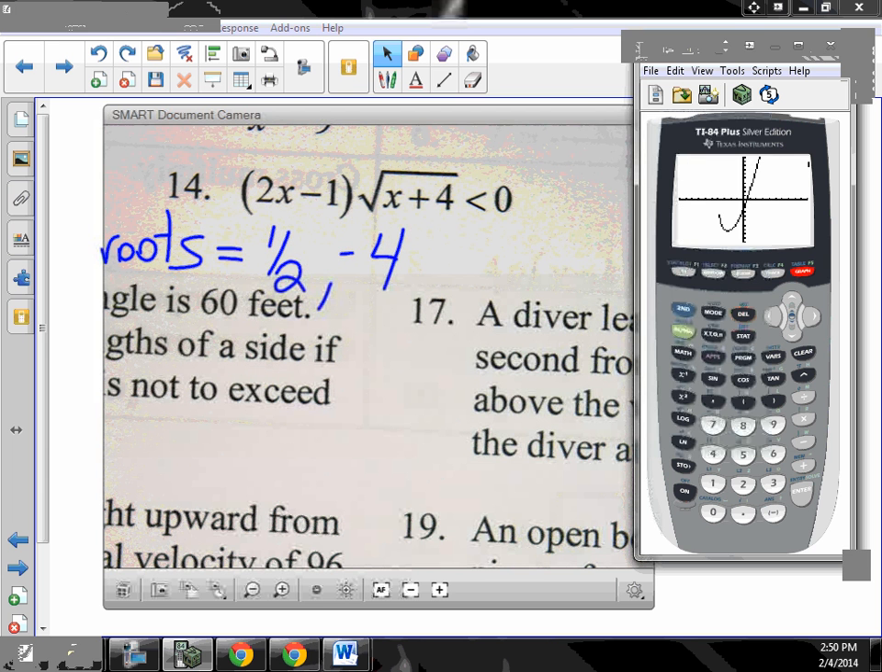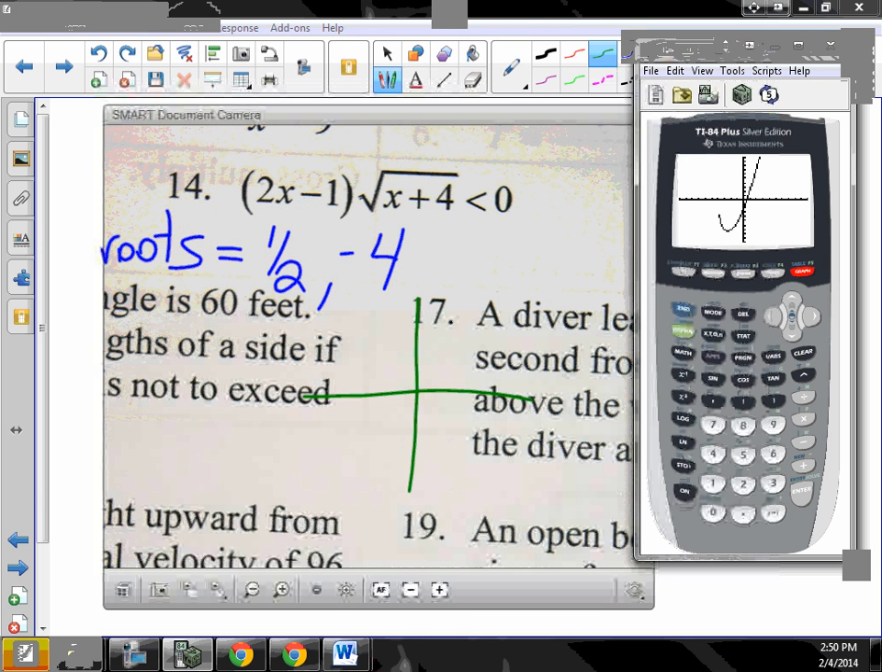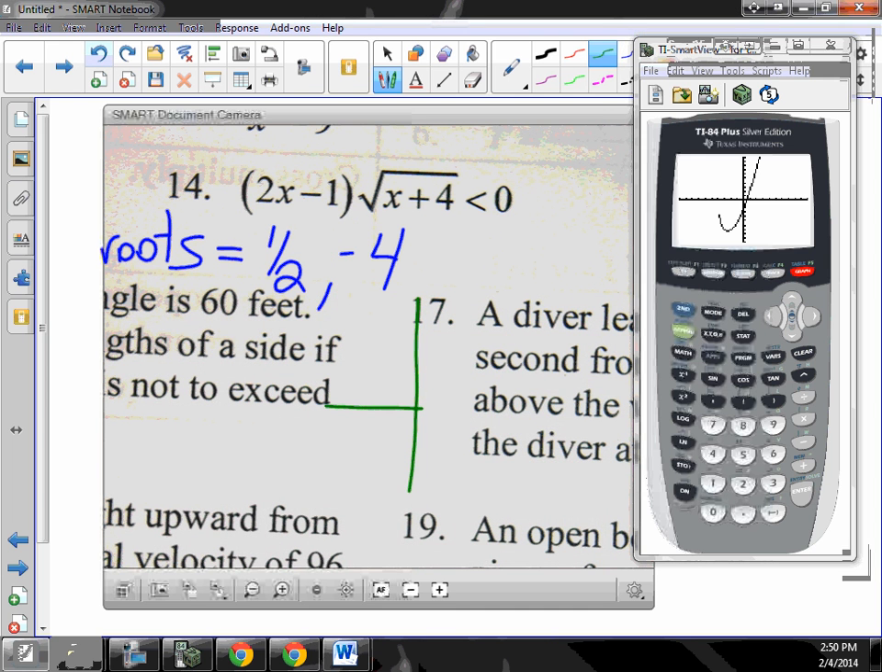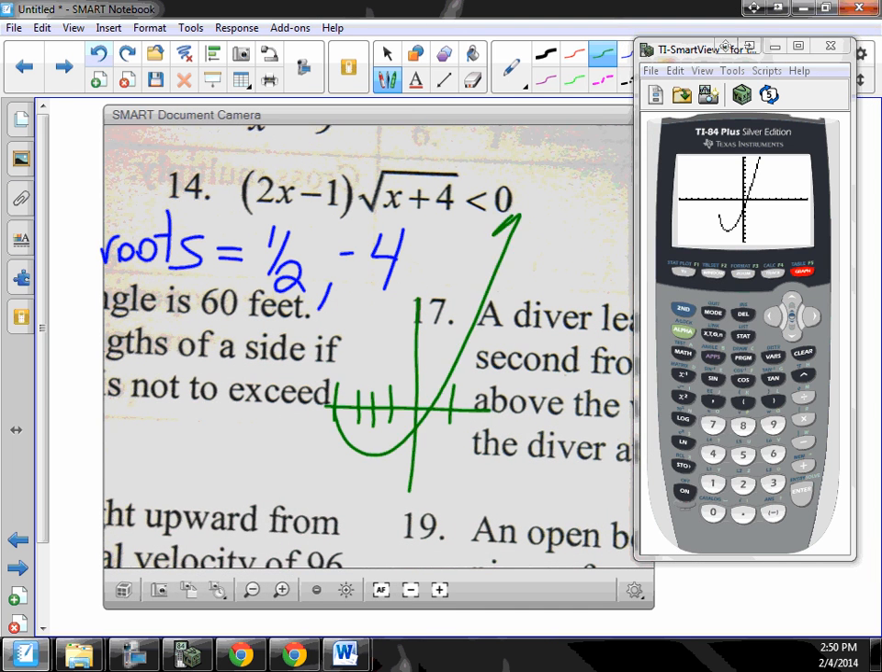Okay. What do we know about that graph that doesn't show? It does actually hit -4. So we know that one of the roots is -4. So the graph really looks like this. Except it touches at 1/2. Okay? So how much of that graph am I going to keep? From the root -4 to the root 1/2 and everything in between.